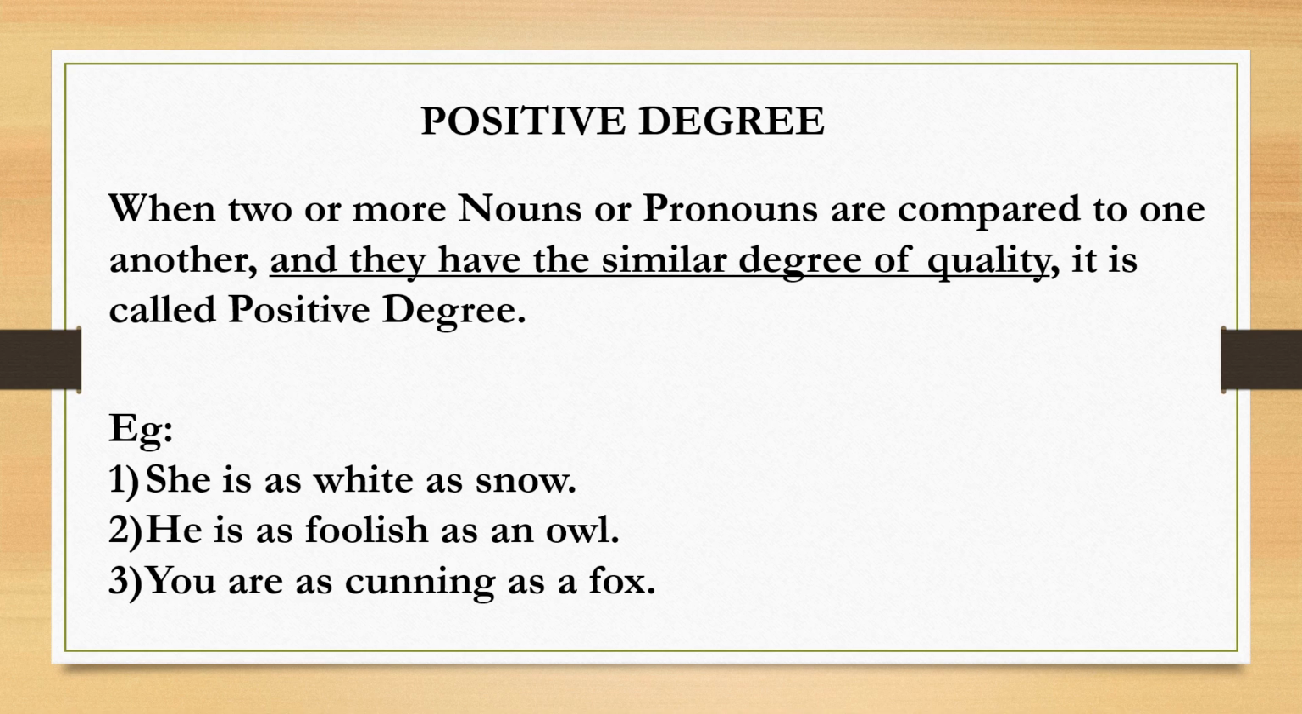Now see the last sentence. You are as cunning as a fox. Here also we see a comparison made between the pronoun you and the noun fox. Both are said to possess an equal quality of being cunning.